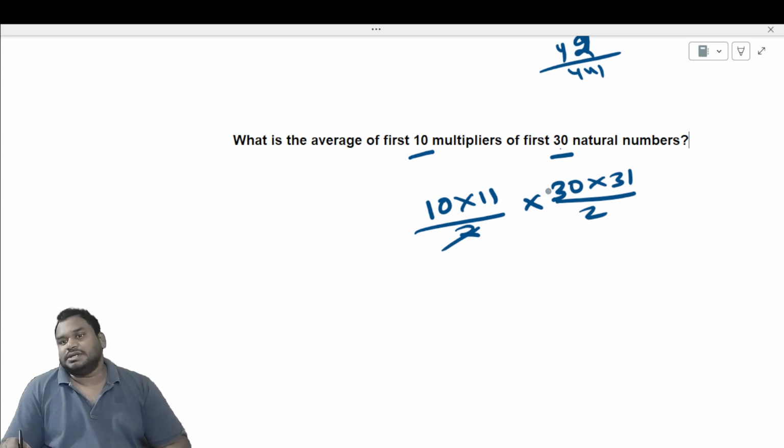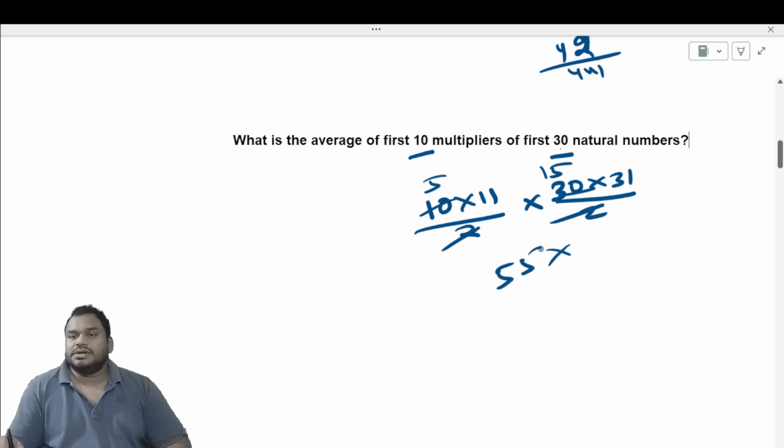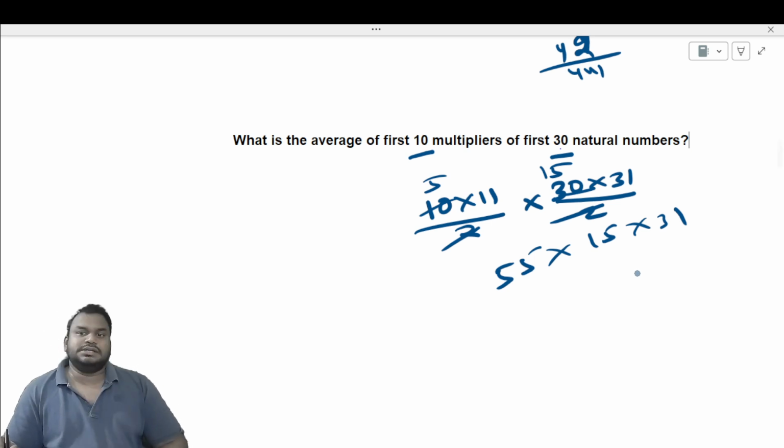because it will become complicated. So instead of doing that, you can do it, no problem. So 15 here 5 is 55, 55 into 15 into 31. So just calculate it. So 550 here, 55 into 10, 550, and above that 275.